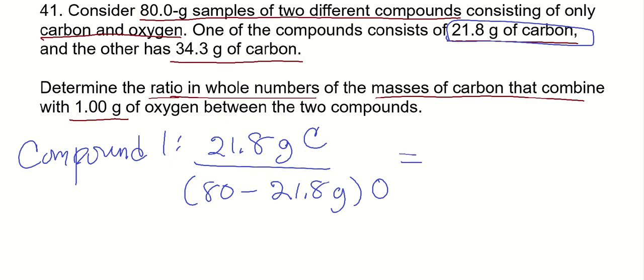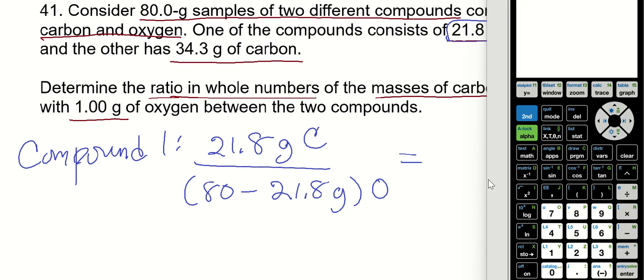Okay, so we're going to get this ratio, and let me get my calculator. 21.8 divided by parentheses 80 minus 21.8, close parentheses, enter. What? Oh, hold on, do that again. I don't know why it multiplied. I don't remember hitting that. So 21.8 divided by parentheses 80 minus 21.8, close parentheses. I must have hit the wrong key.